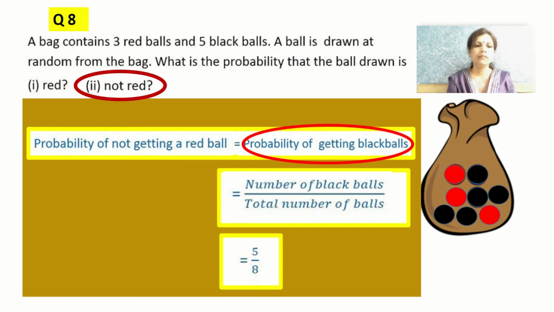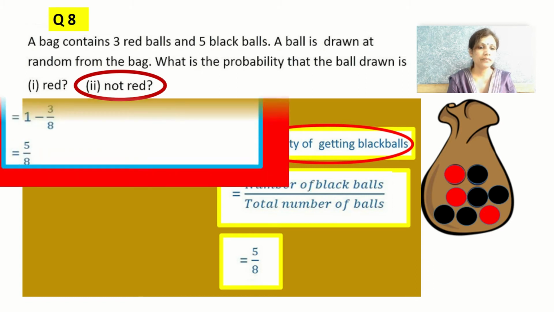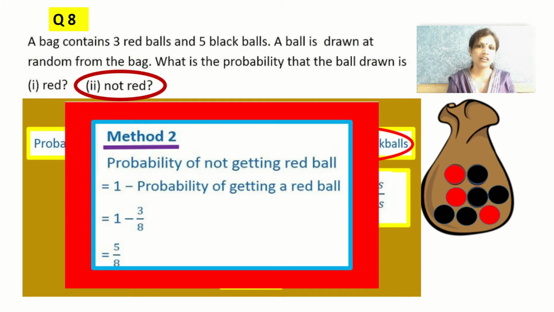Alright, then there is another method for this, that probability of not getting a red ball is equal to 1 minus probability of getting a red ball. This is P of E bar is equal to 1 minus P of E. E bar means not getting. So let's substitute the values. 1 minus, we have already calculated probability of getting a red ball, that is 3 by 8. 1 minus 3 upon 8 is equal to 5 upon 8, and it is again the same answer.